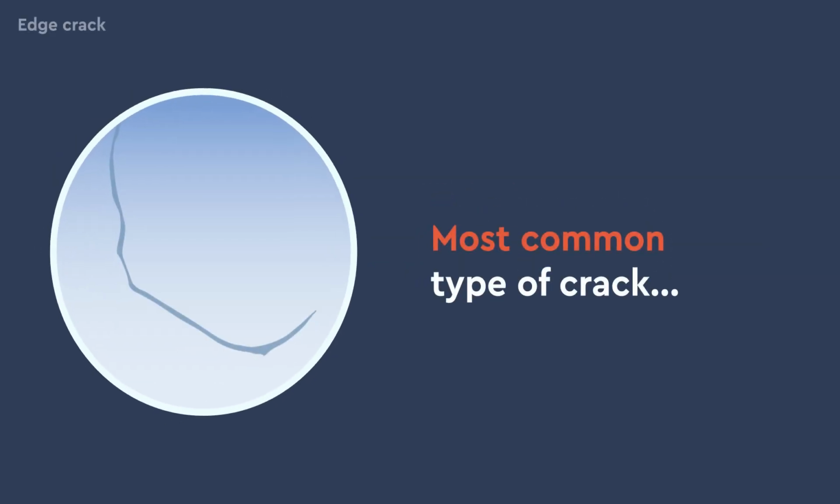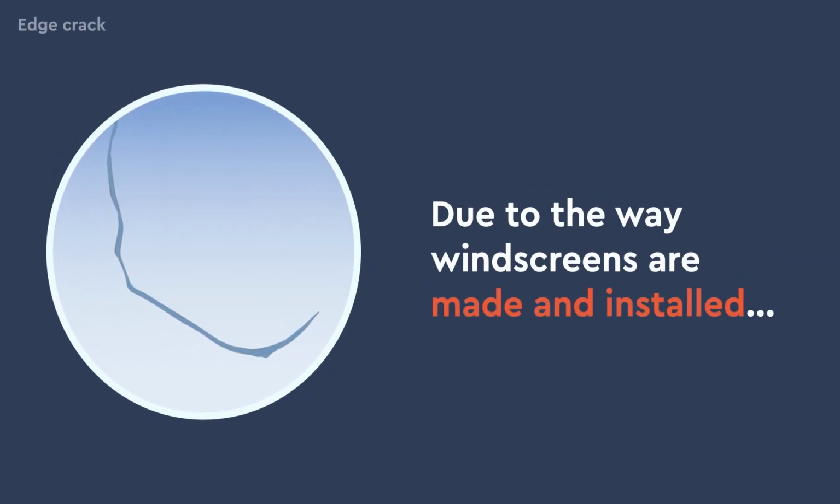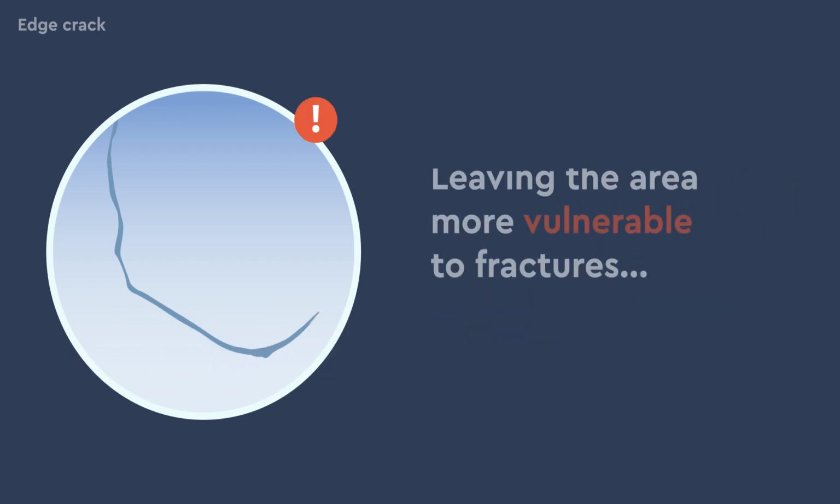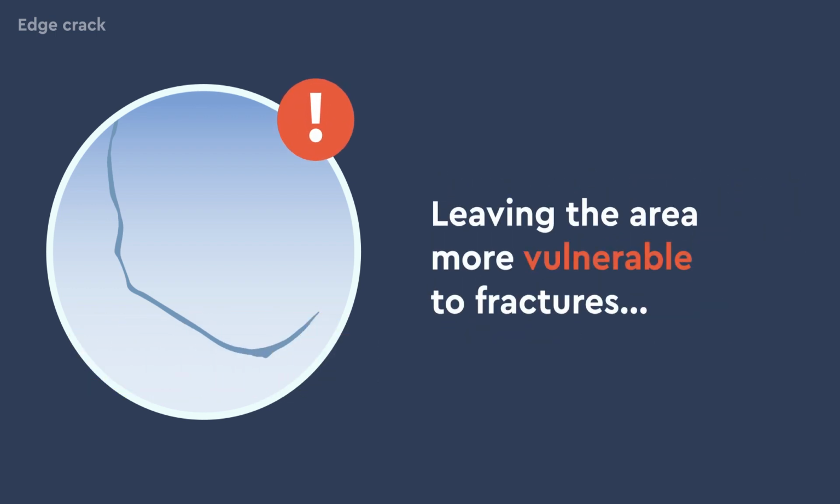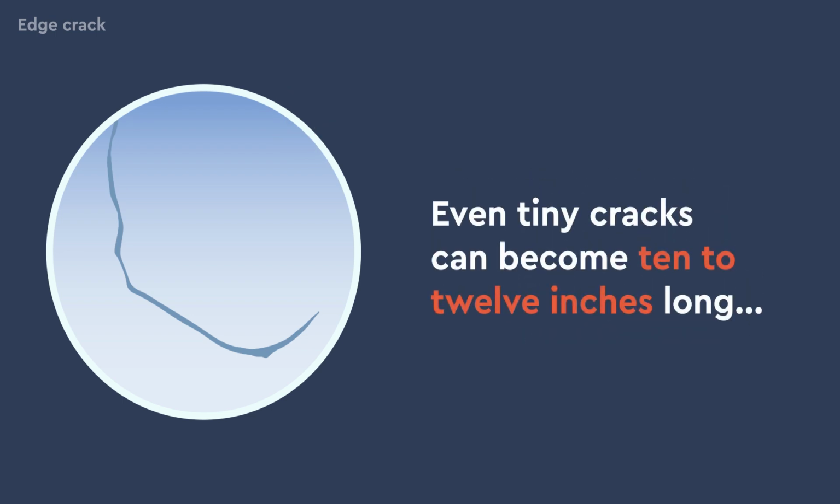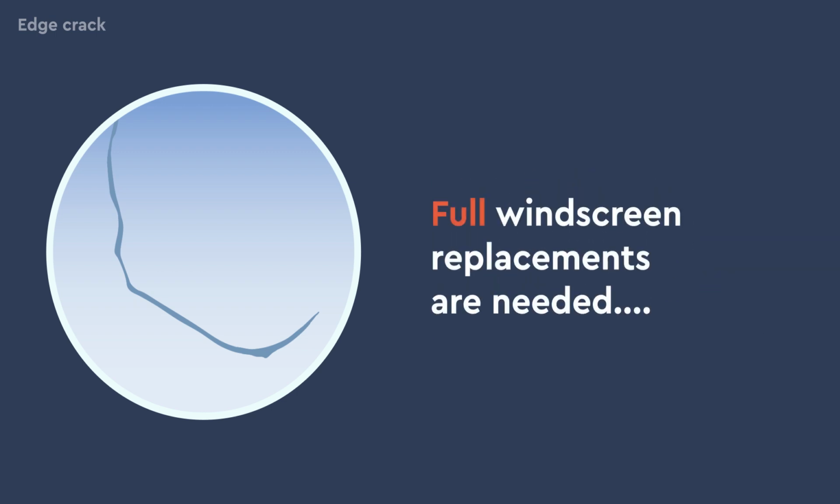An edge crack. This is the most common type of crack. Due to the way windscreens are made and installed, the outer 2 to 3 inches have stress defects, leaving the area more vulnerable to fractures. This type of crack starts within 2 inches of the edge of the windscreen, and even tiny cracks can become 10 to 12 inches long. Full windscreen replacements are needed.